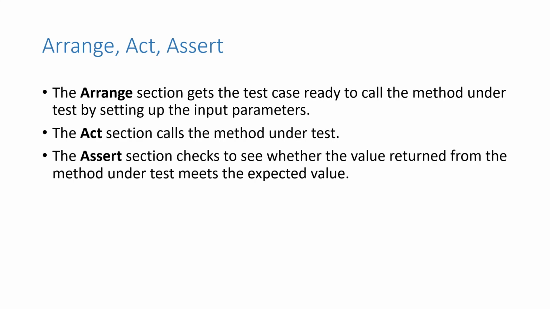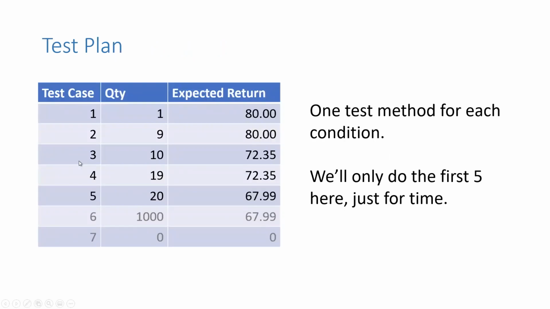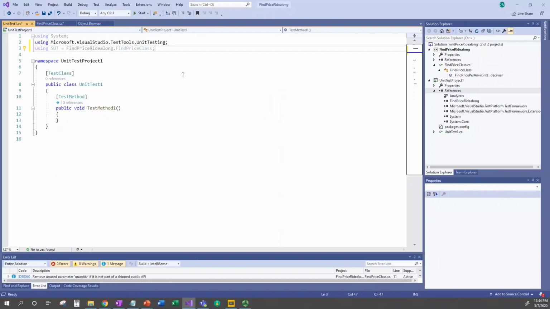In the arrange section, you get things ready to call the method under test. So you're setting up all the input parameters and anything else that needs to be set up. In the act section, you call the method, and in the assert section, you test to see whether you got what you expected. So here's the test plan. And as I said, we're only going to build these first 5 tests. So let's go ahead and take a look at the code and build a test.